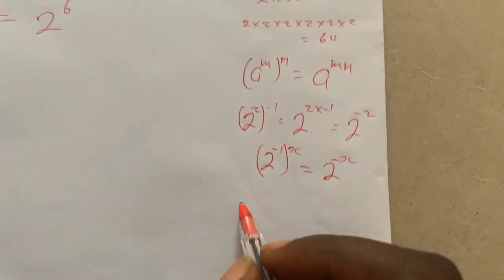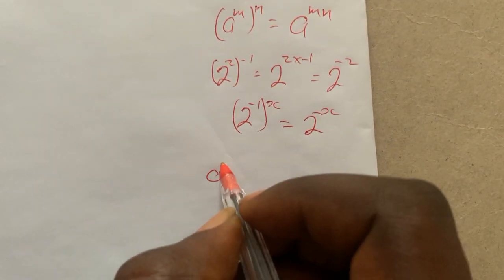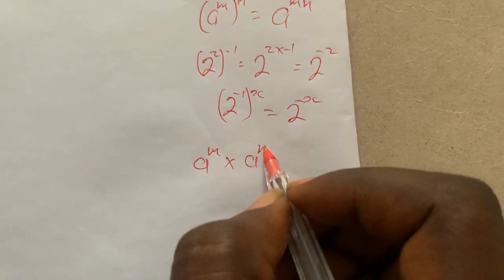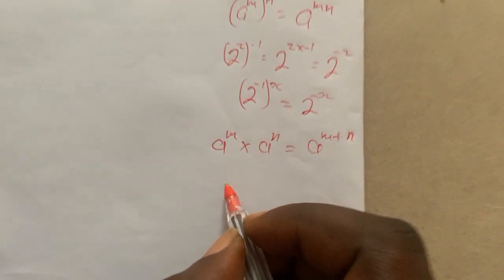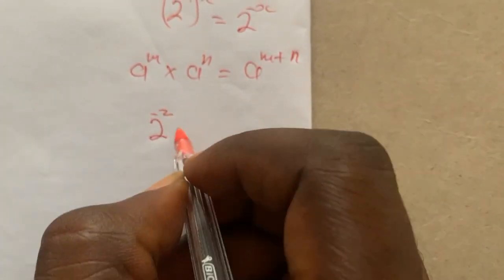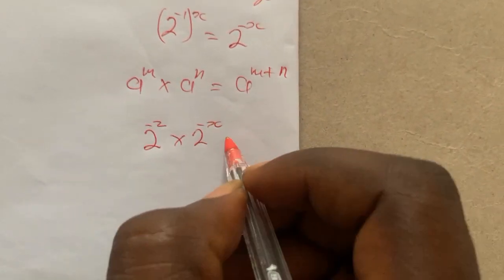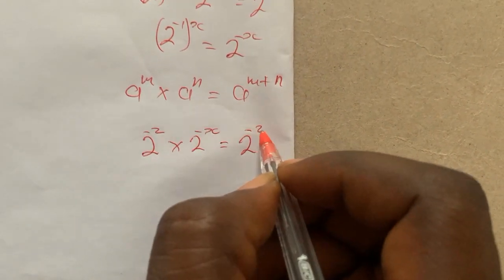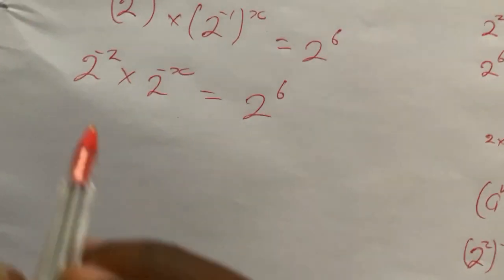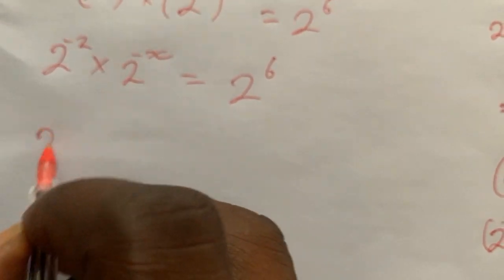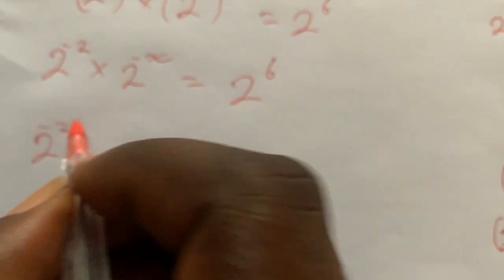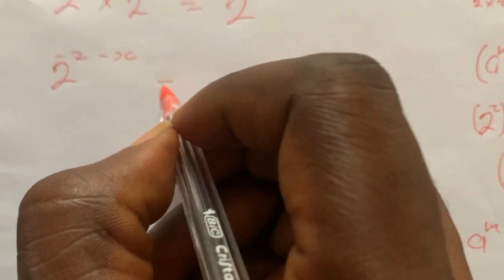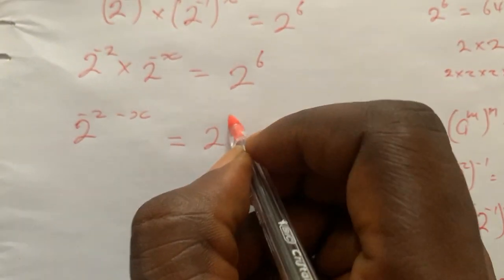Again, according to the rule of indices, if I have a raised to the power m times a raised to the power n, this will give us a raised to the power m plus n. So 2 raised to the power minus 2 times 2 raised to the power minus x will give us 2 raised to the power minus 2 minus x. Right, so we could write this one as 2 raised to the power minus 2 minus x equal to 2 raised to the power 6.